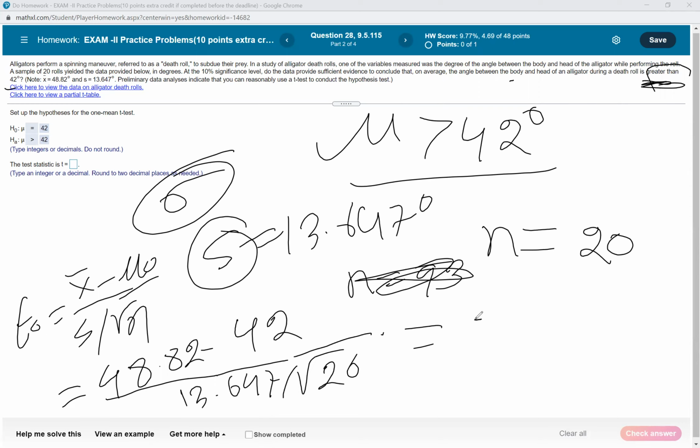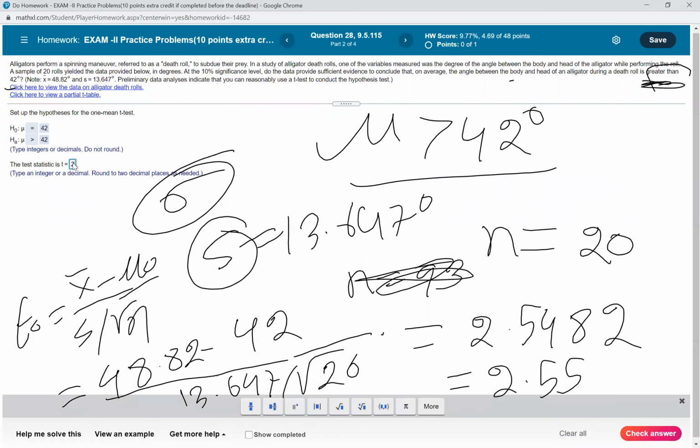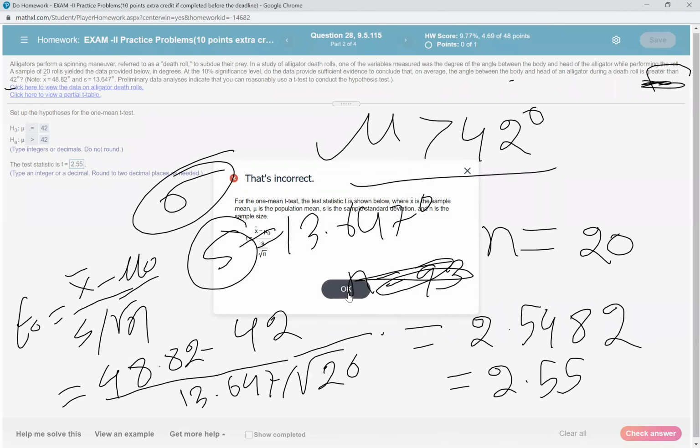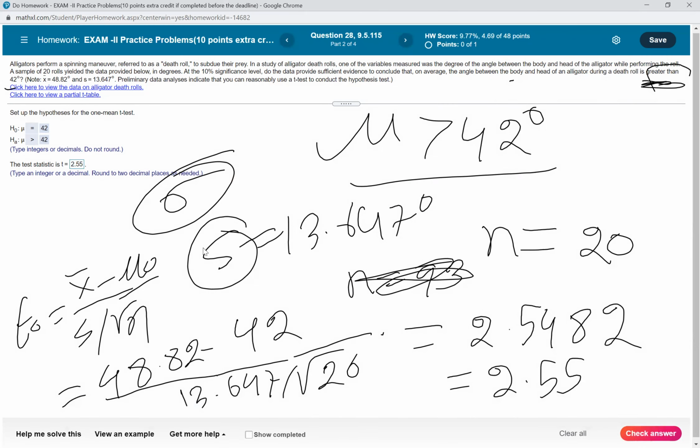So I found 2.5482. So we need to round to 2 decimal places, so the test statistic is 2.55. So let me check the answer. Oh, that's not the correct answer. Okay, so let me do it again.